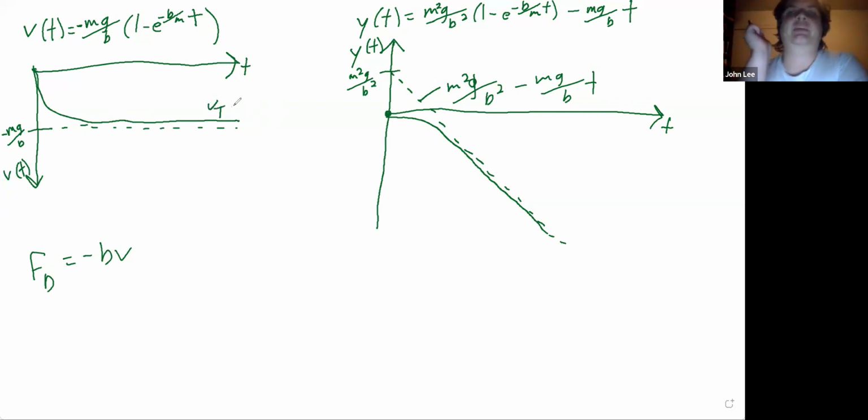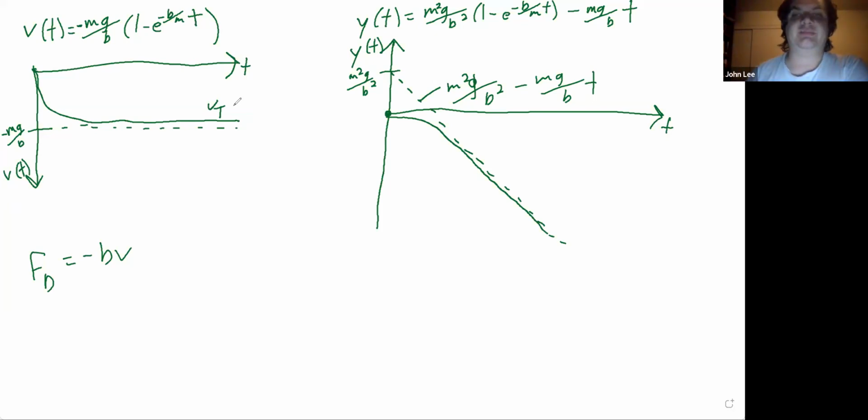So when I was talking about y of t, I think that I got all of the math right, but again, I said that as t goes to infinity, 1 minus e to the negative b over m t goes to 0, when really 1 minus e to the negative b over m t goes to 1.